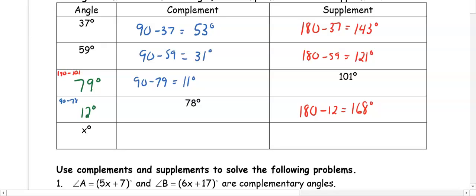So x is now representing any angle. So anytime we have an angle, we can subtract from 90 to get the complement. And when we need the supplement, we can subtract from 180.